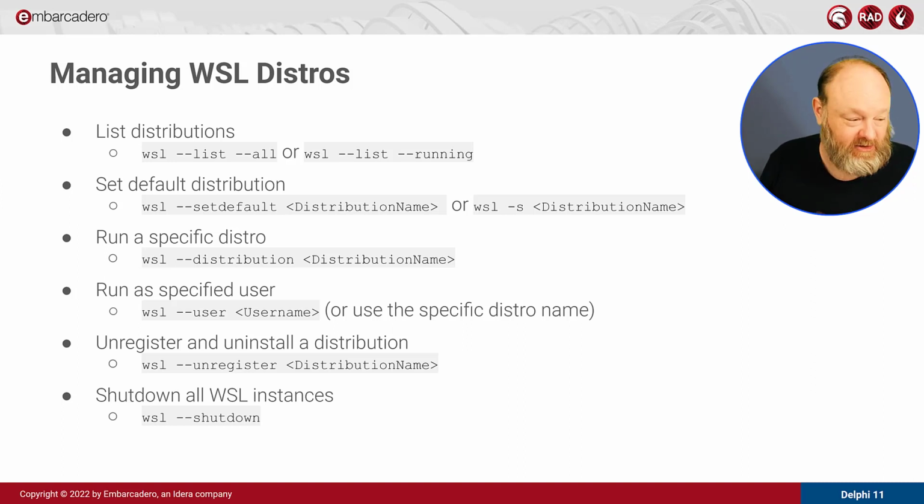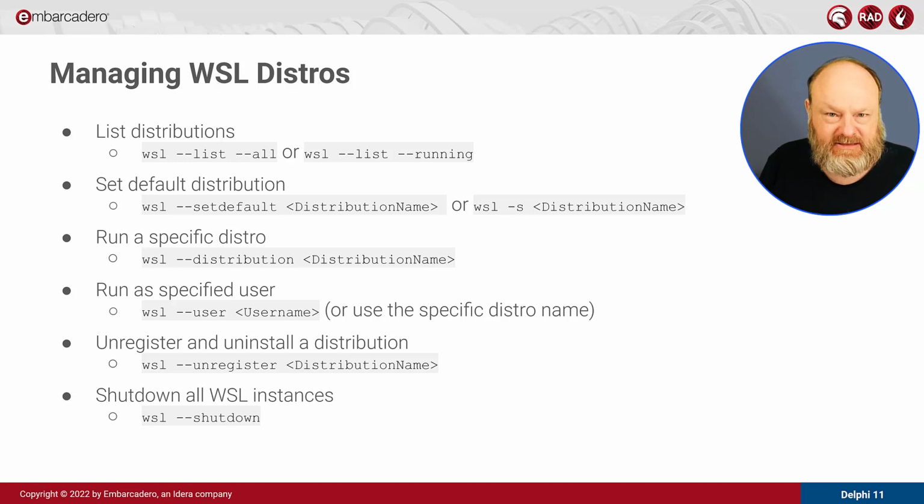You can run as a specific user, or run a specific distribution, which you can shorten from --distribution to -d. And then unregister would let you uninstall the distribution. So if you've installed one that you no longer want installed anymore, use unregister. And then lastly, shutdown lets you shut down all the distributions.